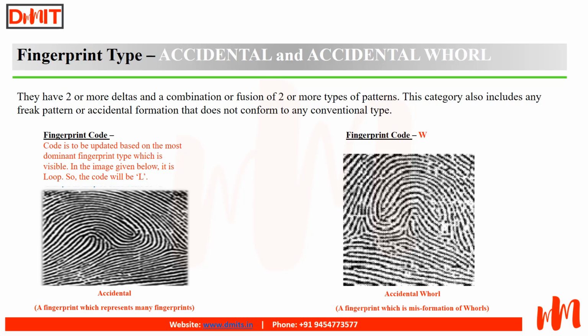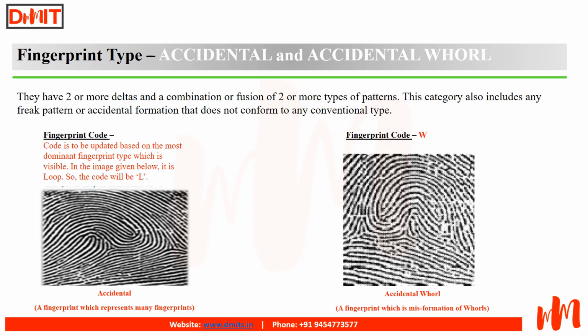So there are two, as I said, one is accidental and the other is accidental whorl. The image on the left hand side, as you can see, is accidental. It is a fingerprint which represents many fingerprints. The fingerprint code to be updated here will be based on the most dominant fingerprint type that is visible. In the image given below, it is loop, so the code will be L. So accordingly, whichever is the most dominant fingerprint type that is visible in the particular scan, the code will be based on that.